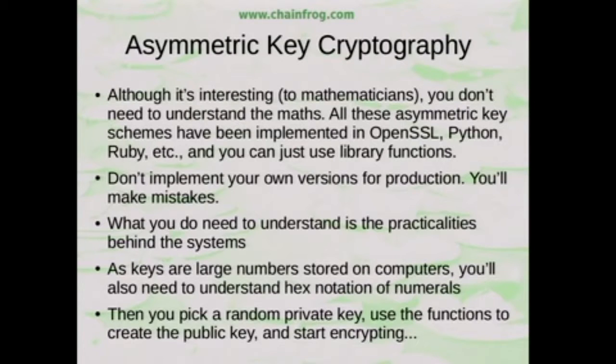So if you're going to do this stuff, it's also a good idea to deal with these large numbers, and how they're represented in different bases. Then you just start picking random private keys and using the functions to create public keys and start encrypting stuff. With a caveat: you really need to pick your private key randomly. And we'll probably get onto that in a bit.